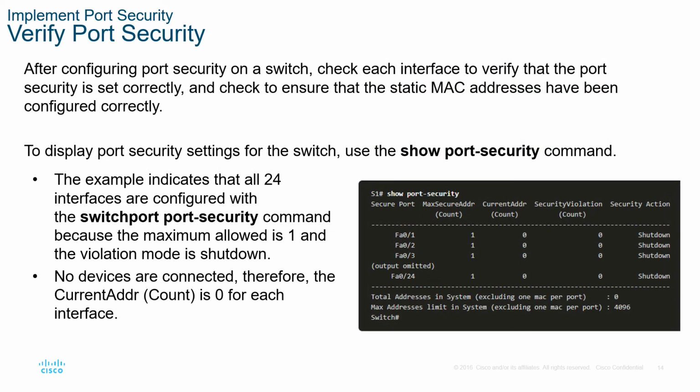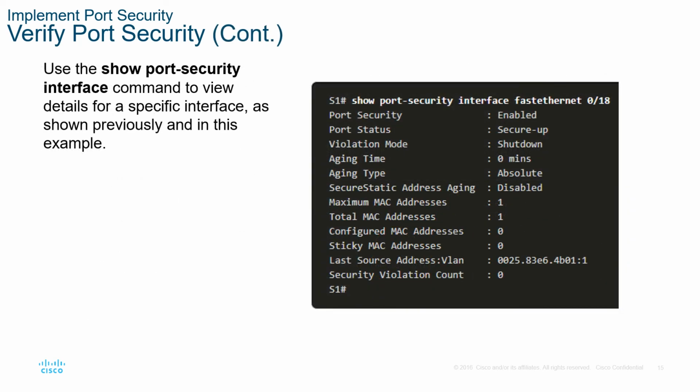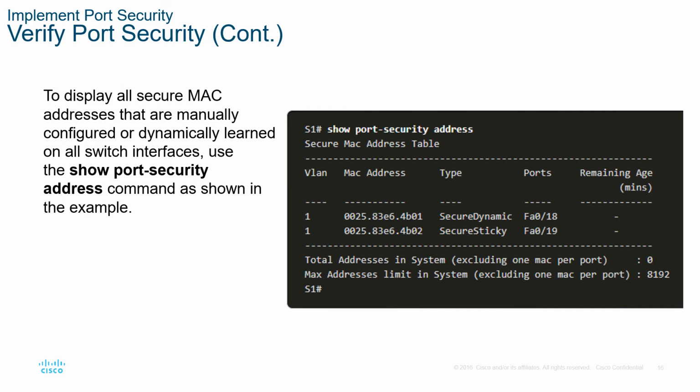To verify port security, we type show port-security. So we'd be able to see those ports where port security is implemented and their violation settings. You may also type show port-security interface and then the interface for us to see the port security details. And then you also want to check those bound MAC addresses to a port. So we may type show port-security and then address.